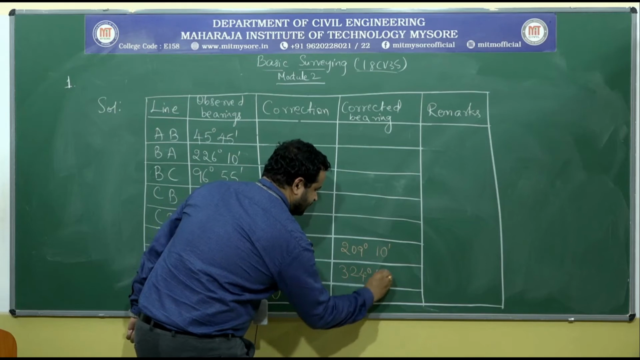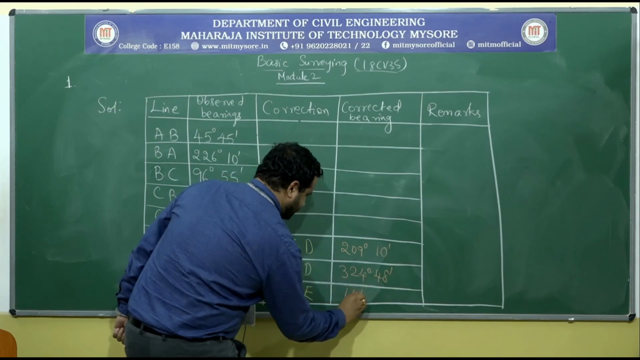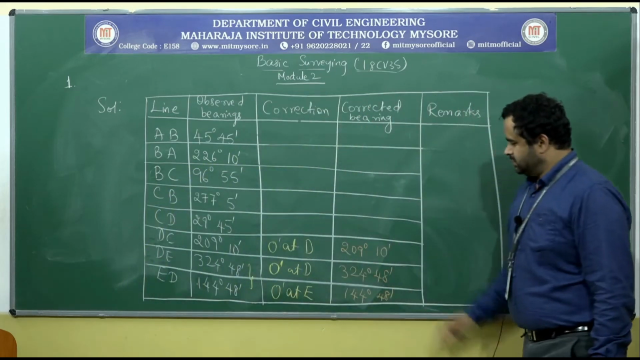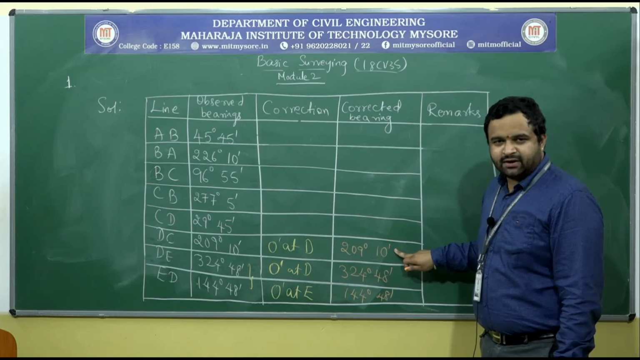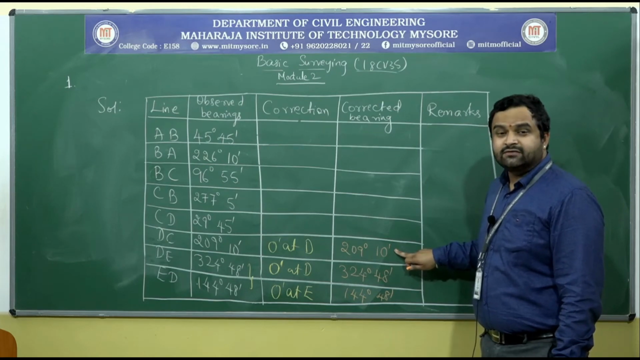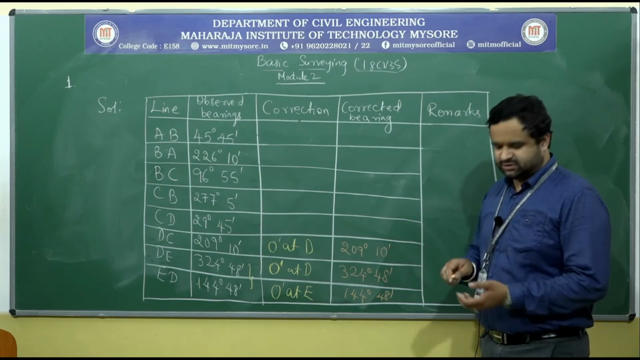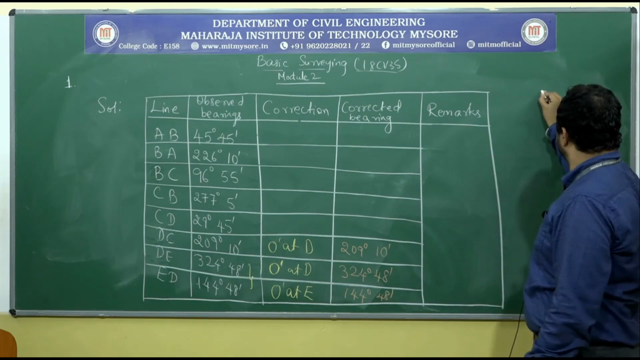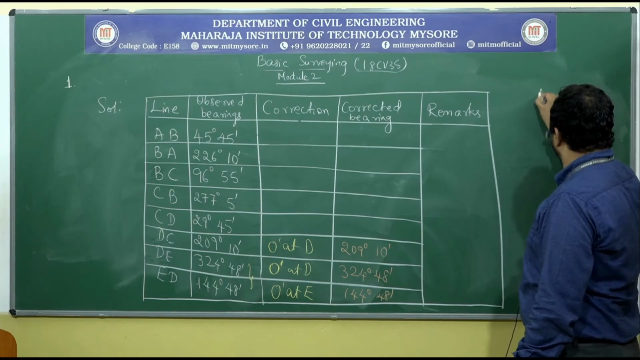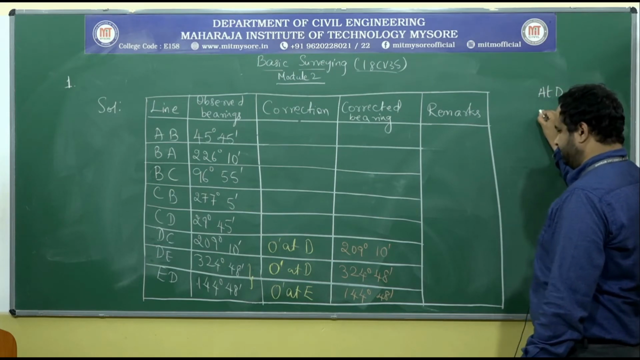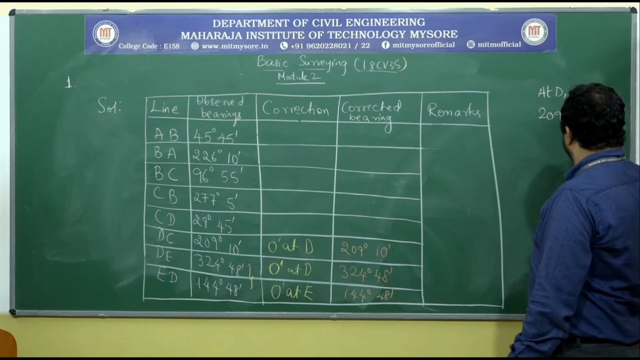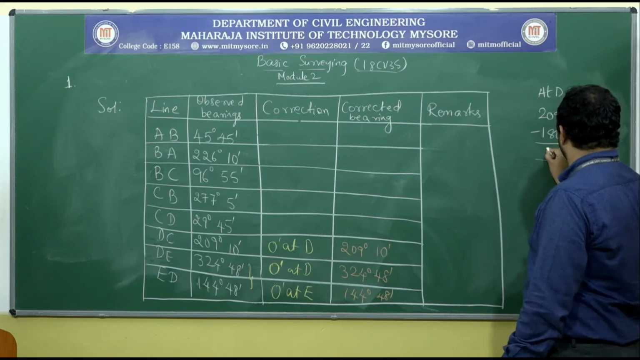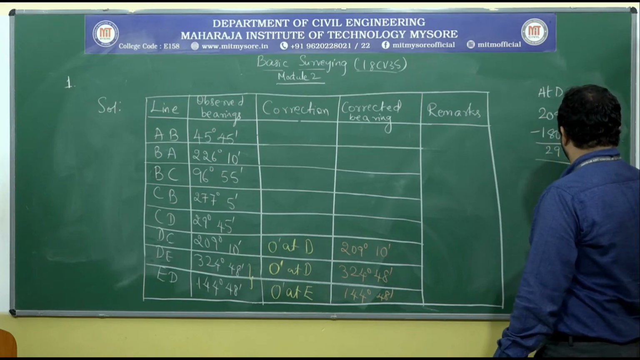324 degrees 48 minutes, 144 degrees 48 minutes. Okay. Next, if this is the back bearing of the line DC, the difference between the fore bearing and back bearing should have been how much? So let me write the calculations here. At D, 209 degrees 10 minutes minus 180 degrees should give me 29 degrees 10 minutes.